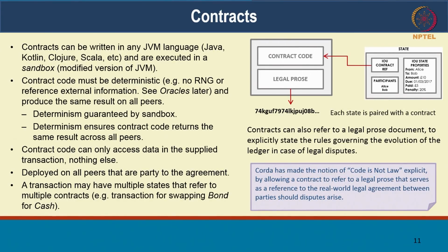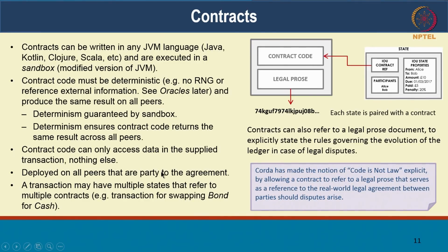Contract code has to be deterministic, that is needed for any kind of a distributed ledger, but it can reference external information through oracles. So we'll talk about that in the next lecture. So the sandbox, because it's a restricted environment, it guarantees determinism. So that's why that's the modified version of JVM. So it doesn't permit any non-determinism or randomness to get in. Determinism also ensures that the contract code returns the same result across all the peers. So each contract or transaction is going to be executed independently by multiple peers, but the determinism is ensured because the code will always return the same result.